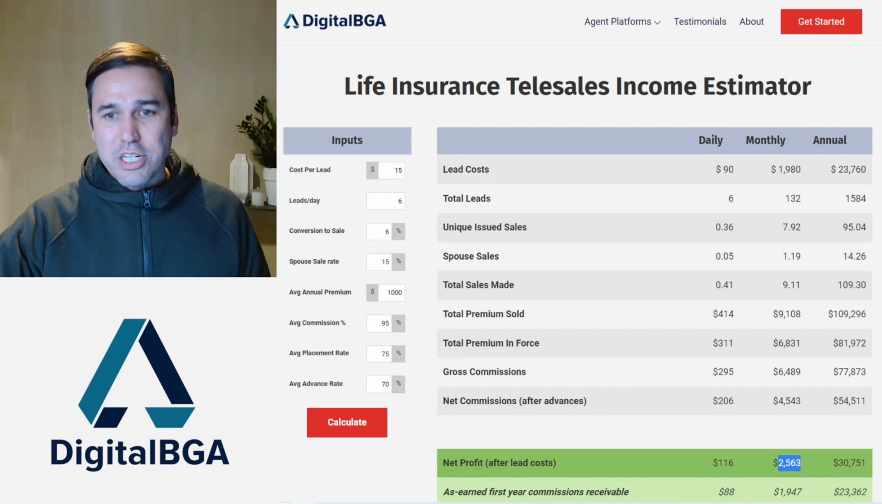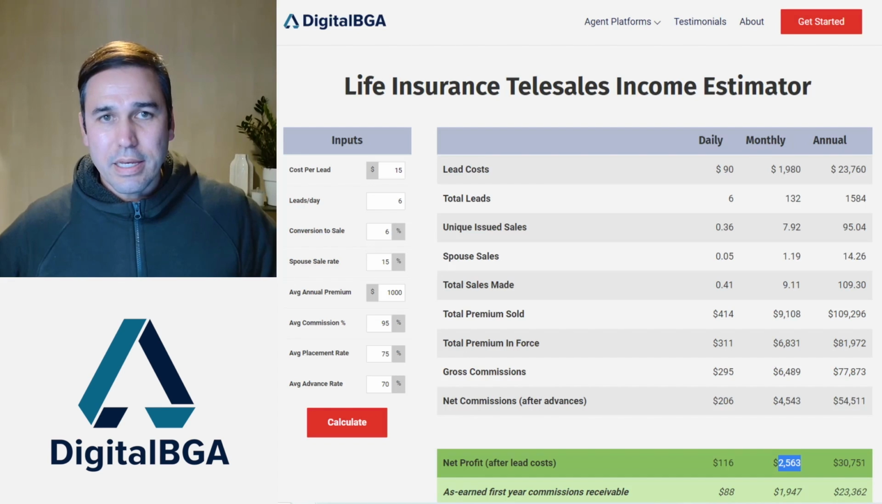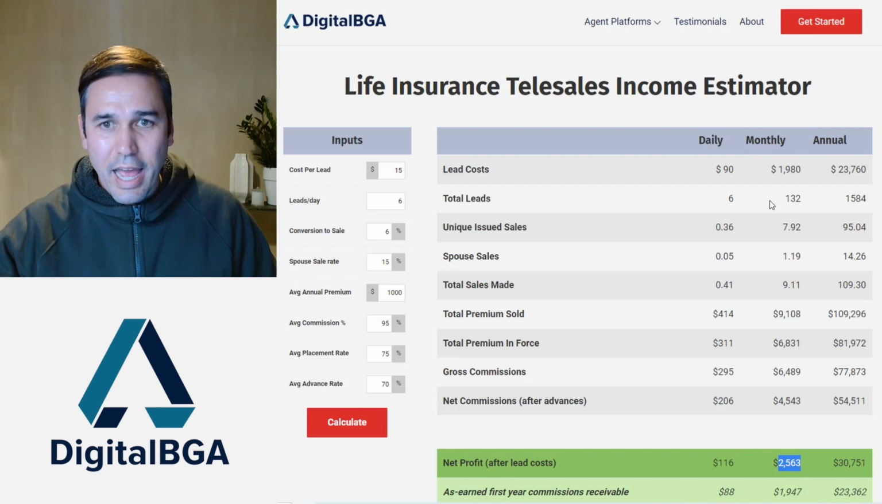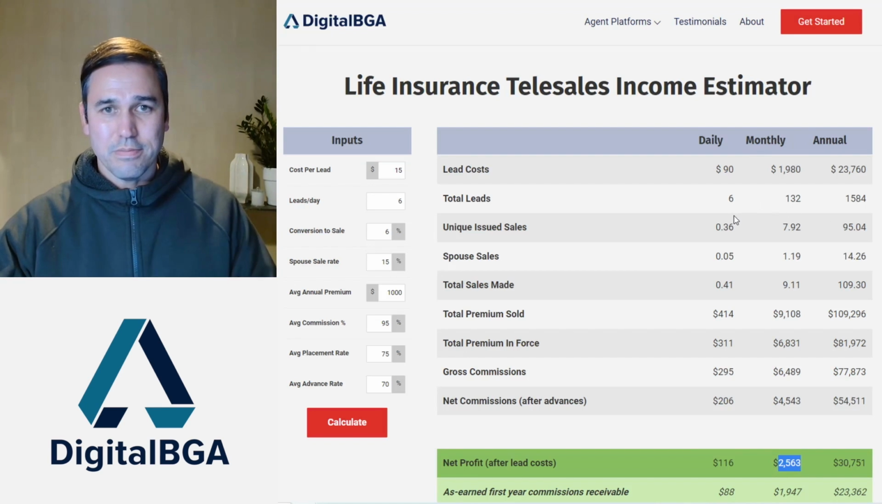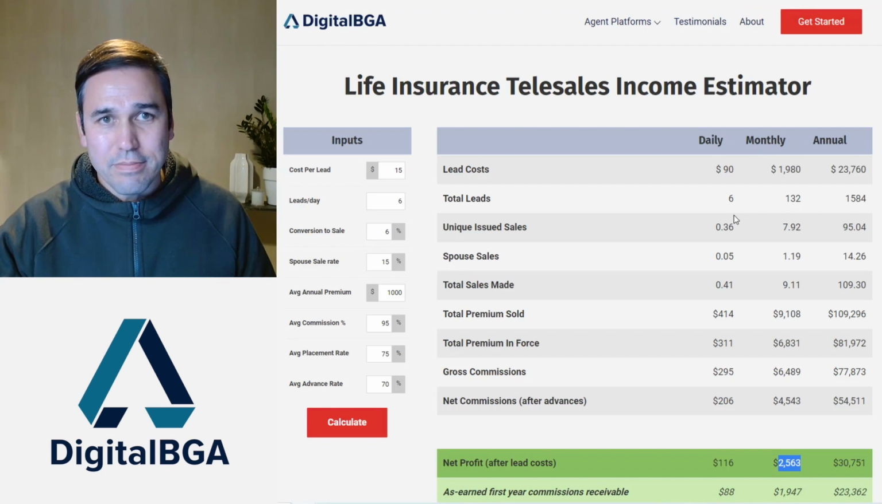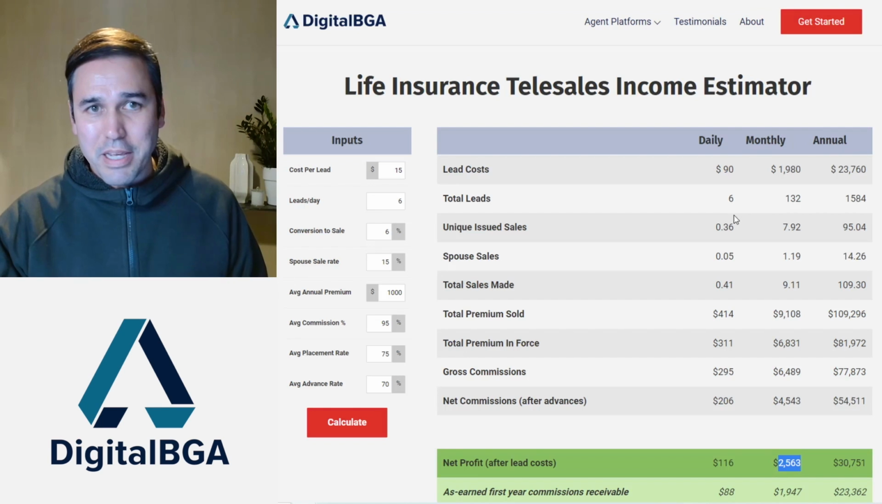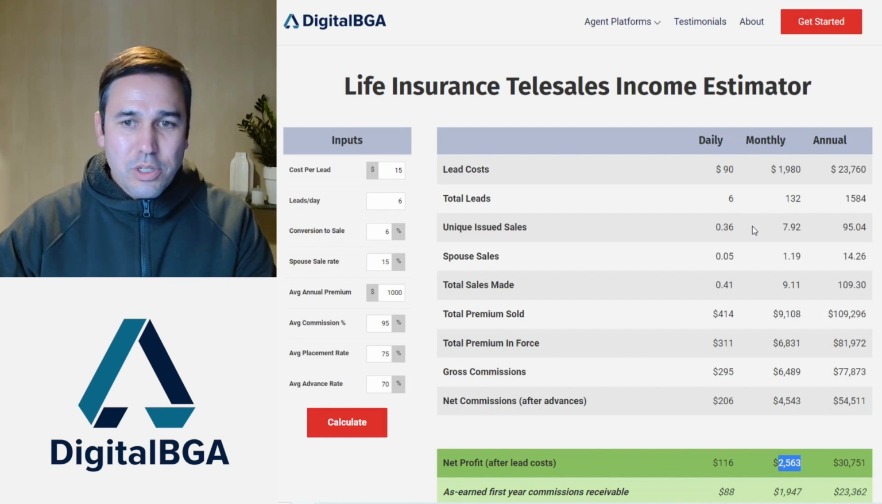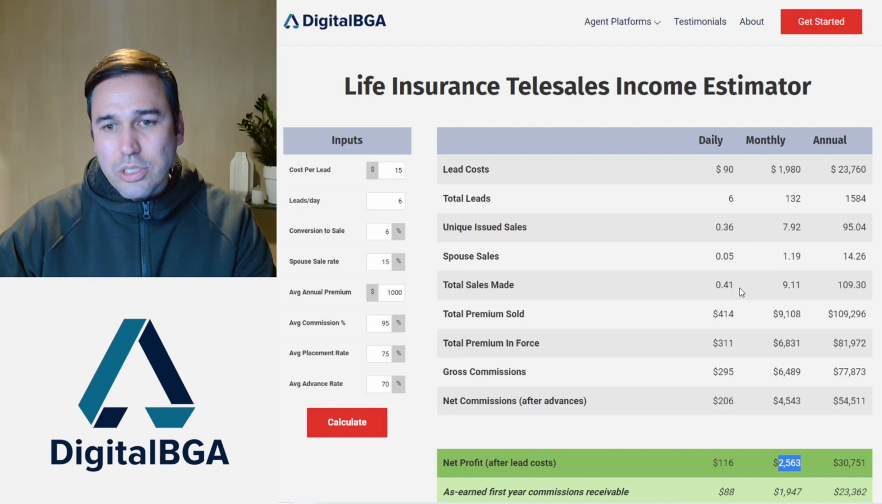And the agent's complaining that they're making a sale once every 2 to 3 days. And they don't understand because they're spending $90 a day. They feel like they're lighting their lead money on fire, right? Because they're making sales once every 2 to 3 days. So looking at this, you can set your expectations because total sales made is 0.41. Based on these numbers, you're profitable, right?